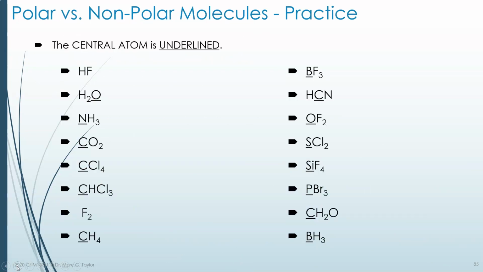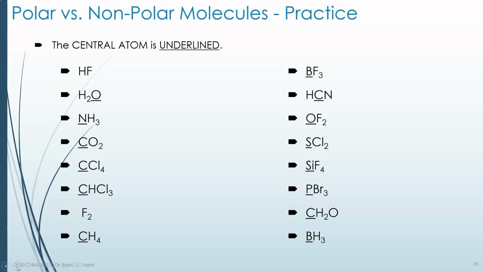So you have to know the Lewis structures of these. I've underlined the atoms that are the central atom in each case. In some cases, you'll see there are only two atoms, and therefore there is no central atom. But the central atom is what you need to focus on, and you ask yourself, does it have lone pairs? Are the other atoms the same or different?